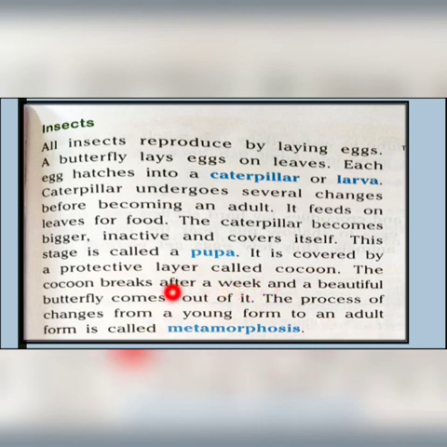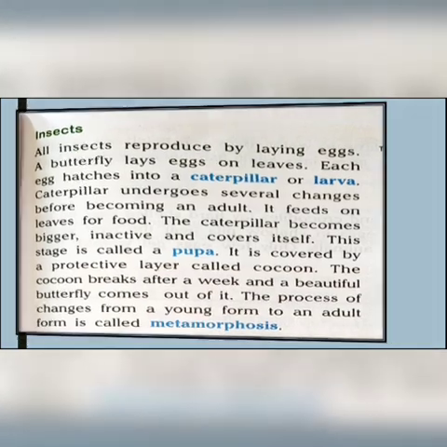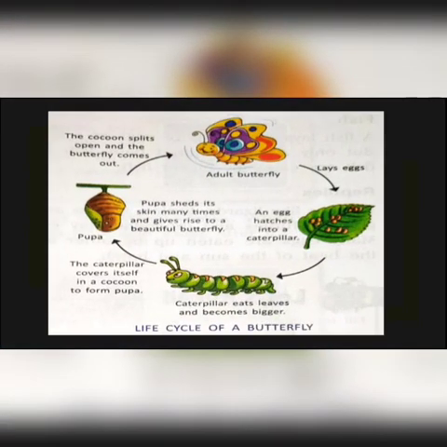The process of changes from a young form to an adult form is called metamorphosis. Let us see the picture here. It is the picture showing the life cycle of a butterfly. An adult butterfly lays eggs. Those eggs then become caterpillars, and it covers itself. This stage is called pupa, and after that again an adult butterfly comes out.